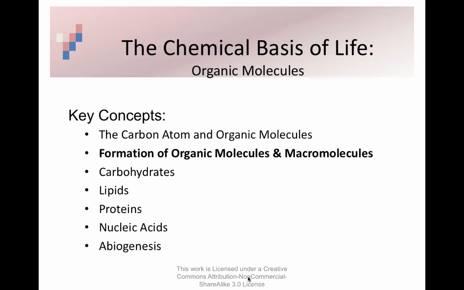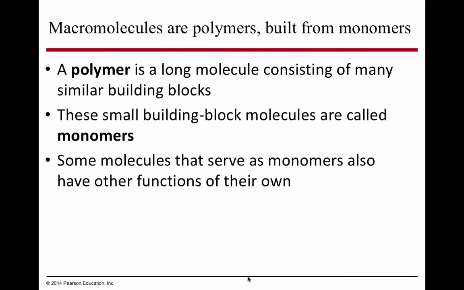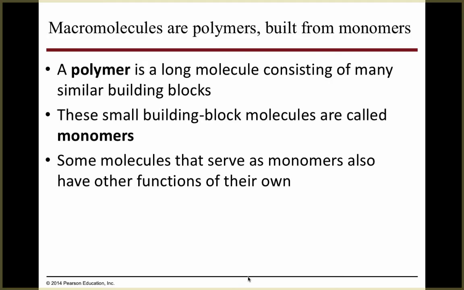So let's talk about how we form these organic molecules. So we've been talking about macromolecules, macro meaning large, right? So essentially, within macromolecules, you can find polymers. And these are long molecules that consist of many smaller building blocks. And then these can have a bunch of them put together to form large macromolecules, right? And these small building blocks are called monomers.